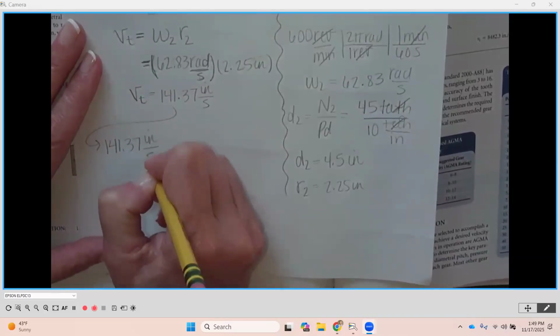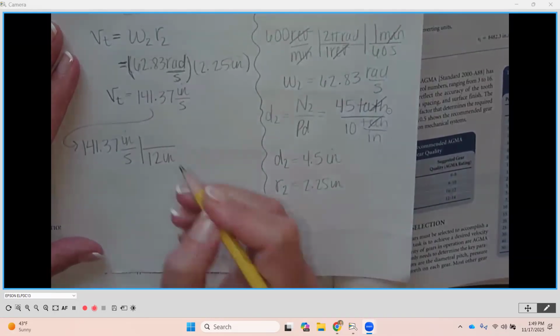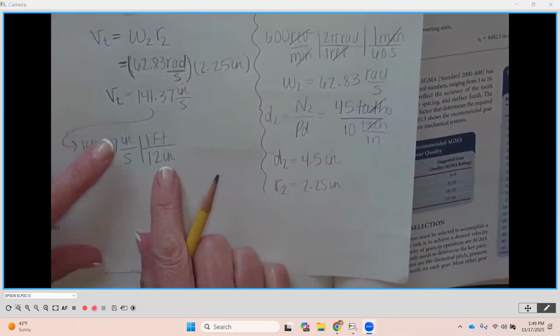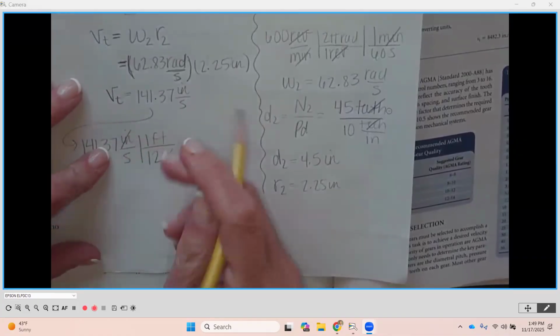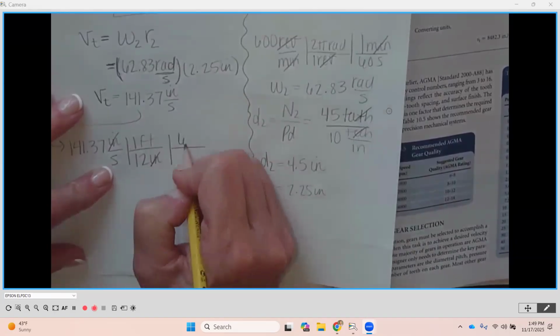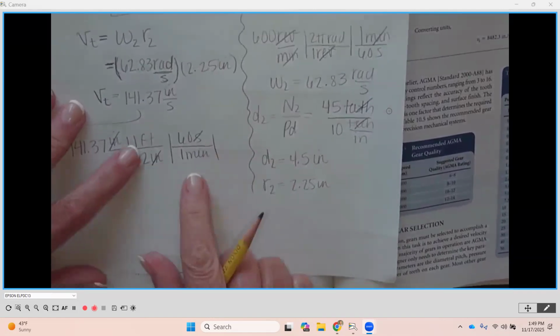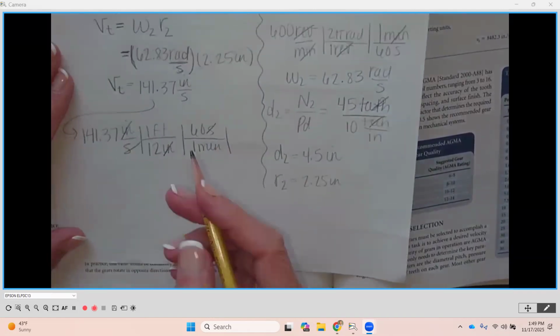141.37 inches per second. And I know that there are 12 inches in 1 foot, so the inches go on the bottom here. Inches cancel. Now I'm in feet per second. And now seconds. I know that there's 60 seconds in 1 minute, so seconds cancel and I end up with feet per minute.